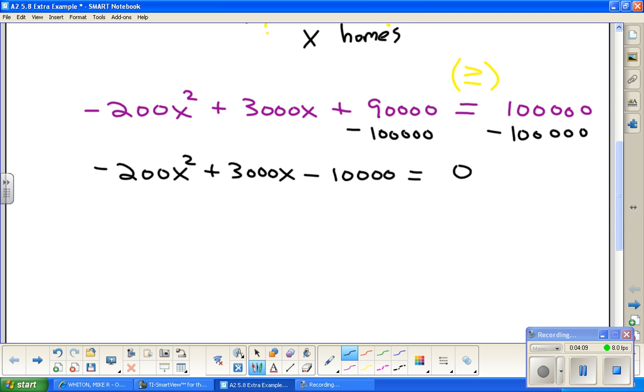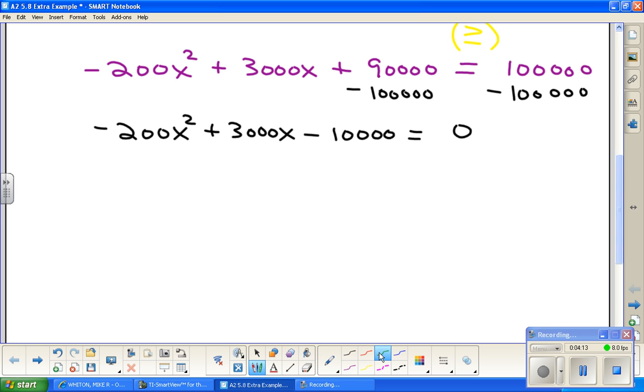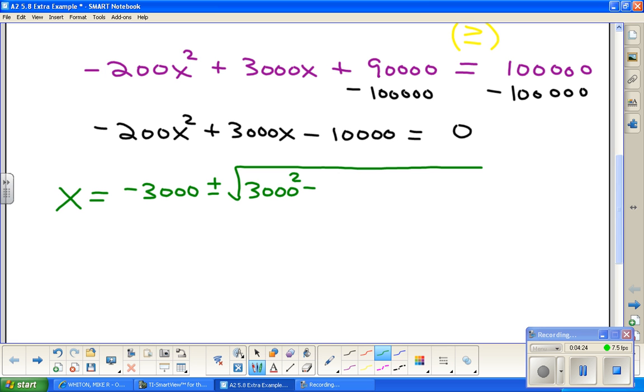Now we know our a, b, and c because it's set up equal to 0, and we can plug everything into the quadratic formula, right? x equals the opposite of b, plus or minus the big square root of b squared minus 4 times a times c, all over 2 times a.